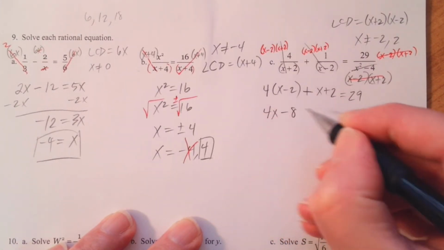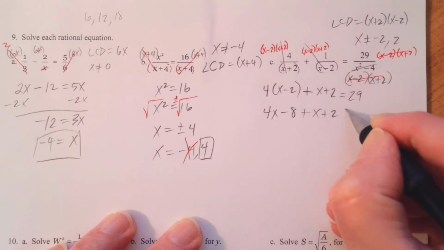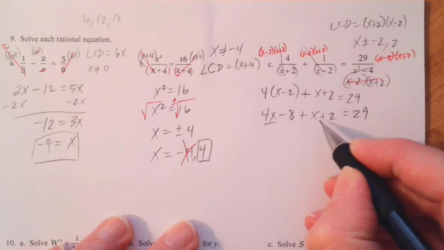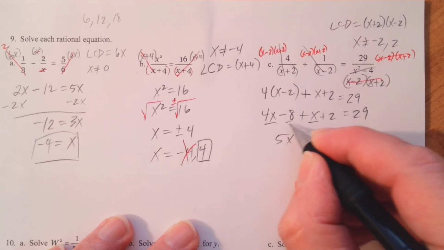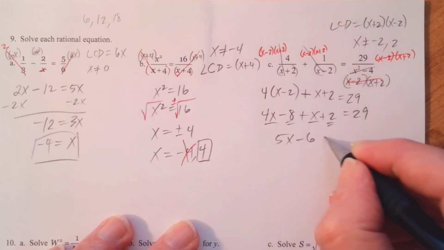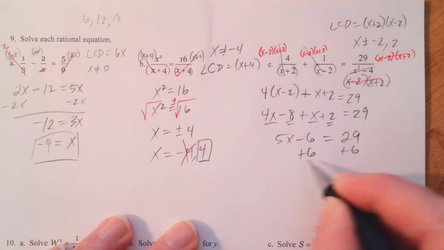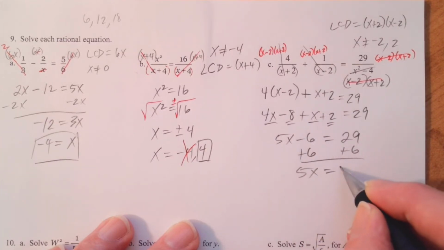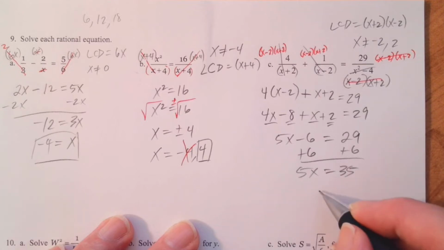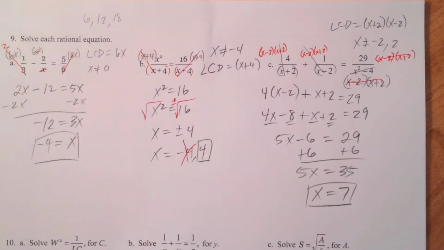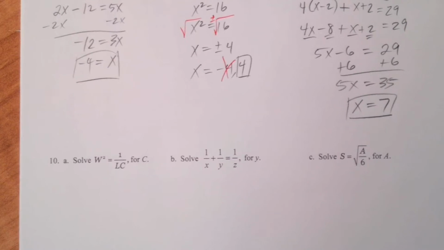So we can distribute here. We get 4x minus 8 plus x plus 2 is 29. So all we're doing is simplifying right now. We've got a 4x and a 1x, that's 5x. Negative 8 and 2, that's minus 6. And that's equal to 29. So this is a two-step equation now. We'll add 6 to both sides. We get 5x equals 35, which means x is 7. And that wasn't one of our restricted values, so that's a perfectly good answer. All right, let's continue on.